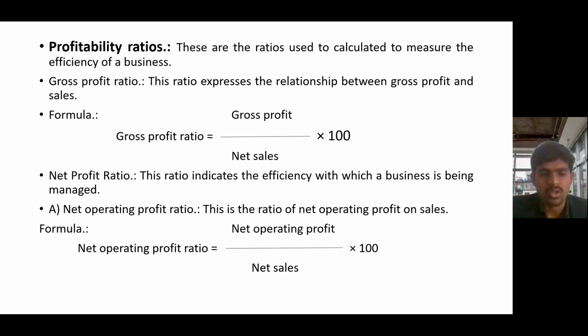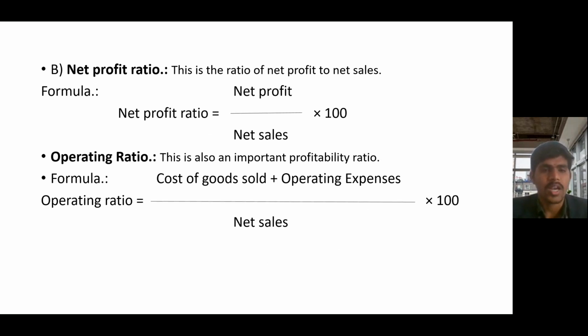Next is net profit ratio. The net profit ratio indicates the efficiency with which a business is being managed. So how well am I managing my business. In that, there are two ways: one is the net operating profit ratio and the other is the net profit ratio. The net operating profit ratio tells us what the operating profit on sales is, what actual profit we are generating from the sales. So net operating profit ratio is equal to net operating profit divided by net sales into 100. This helps us understand the net operating profit we are generating on our sales.